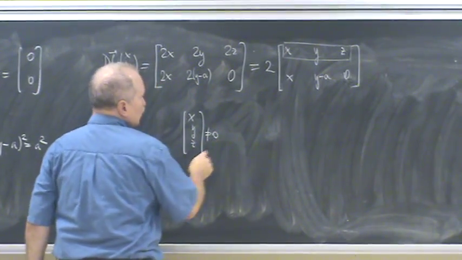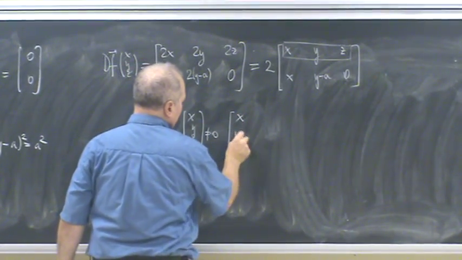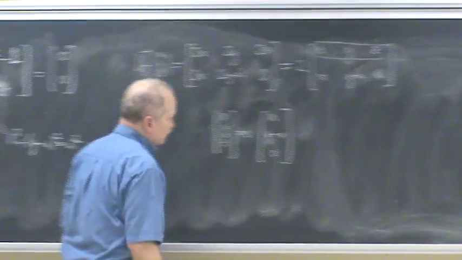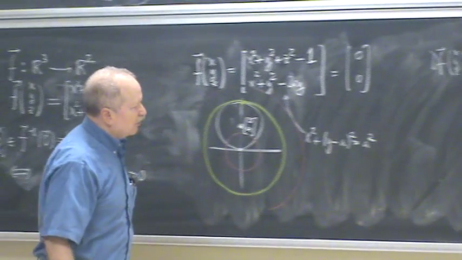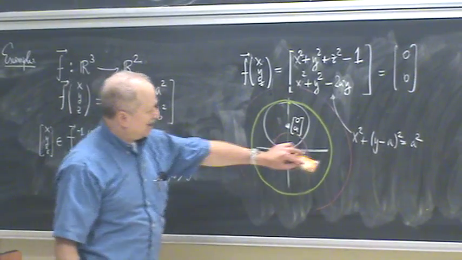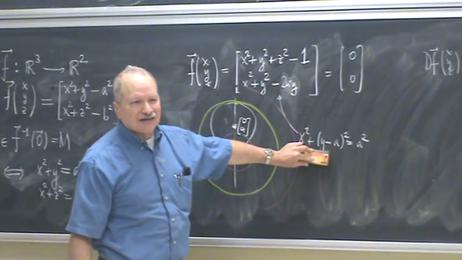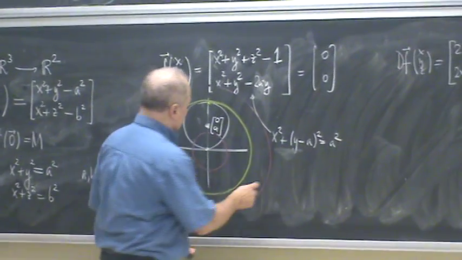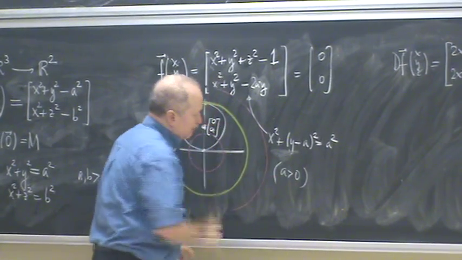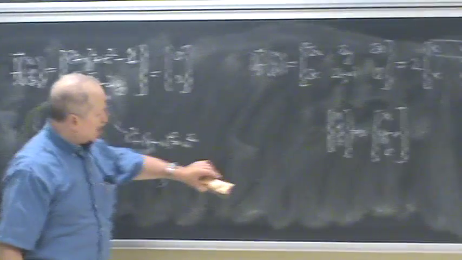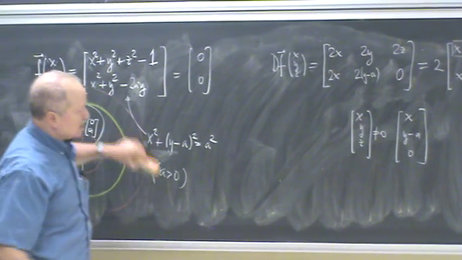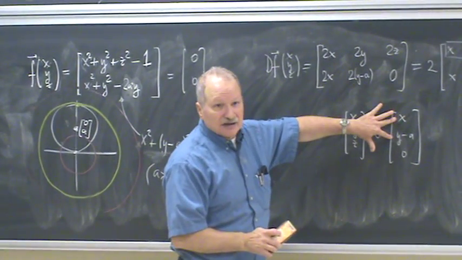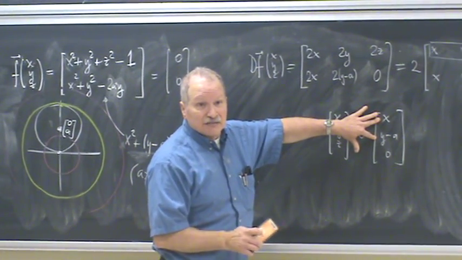What about the other vector? Could that be 0? Be careful. No, because x can't be. Look at this equation. I'm assuming A is positive here, by the way. This equation says that this vector has length A.